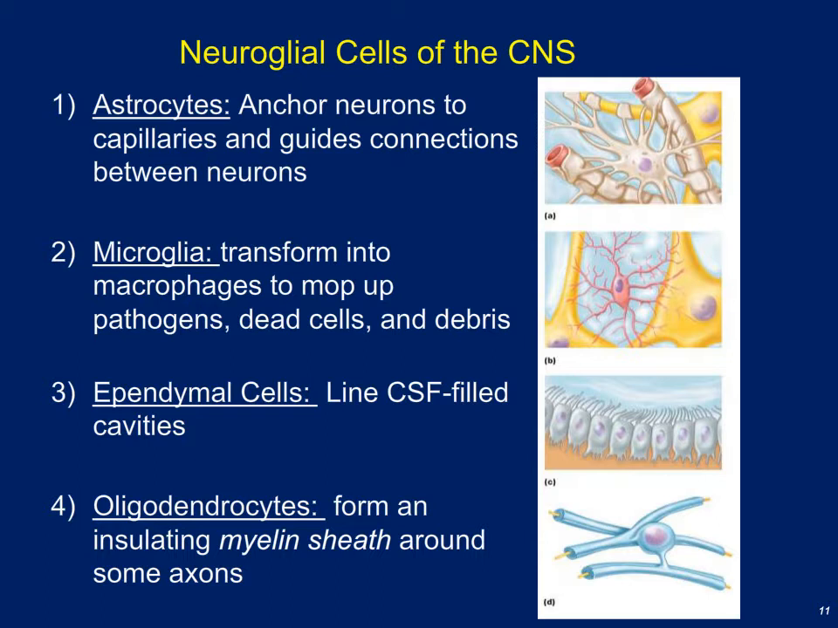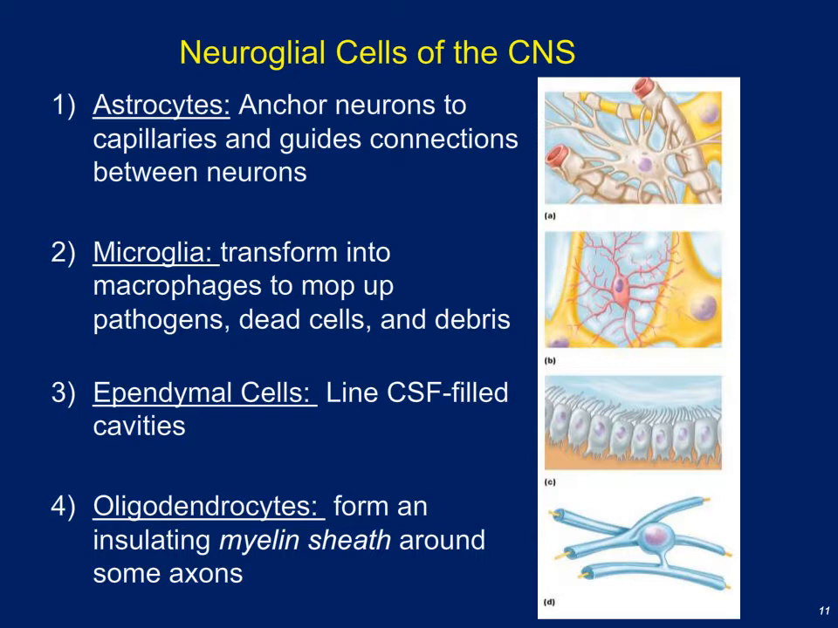So within the central nervous system, we have things such as astrocytes. Now, astrocytes' jobs are to anchor neurons to the capillaries and also guide connections between neurons. On the other hand, microglial cells are there to scavenge up any type of dead or dying cells and also to mop up pathogens. Essentially, when a pathogen is detected, these microglia can transform into something that's sort of like a macrophage and scavenge up the pathogens as well as dead cells and debris. Another type of neuroglial cell found within the central nervous system is something called ependymal cells.